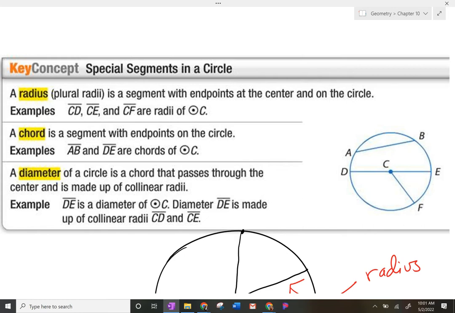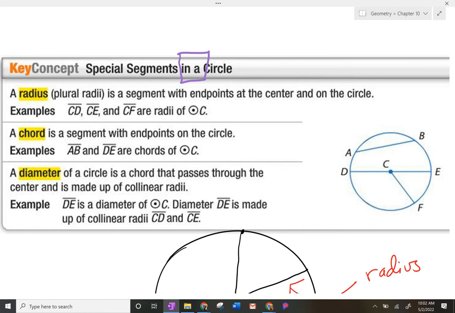Really identify this part. These are all special segments that are all inside of a circle. I'm going to highlight that part. There will be a later section that deals with stuff that happens outside of the circle. All of this stuff happens inside of the circle. Okay? So the radius goes from the very center, and it has an endpoint on the outside of the circle. So it starts in the center and goes to the outside, like CE, CF, CD. They go from the center to the outside.